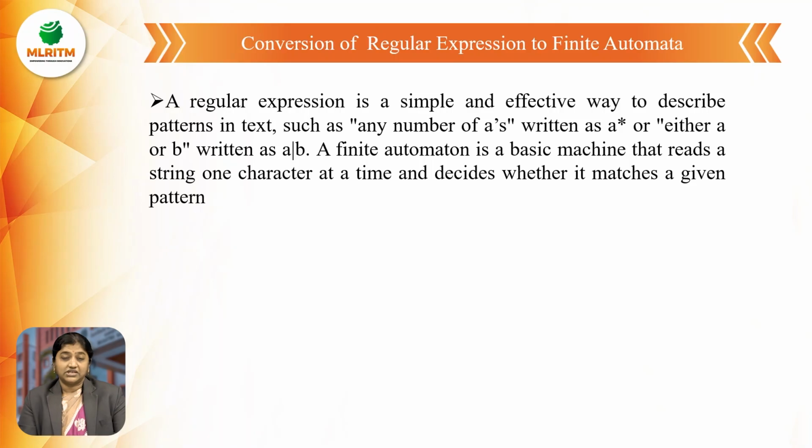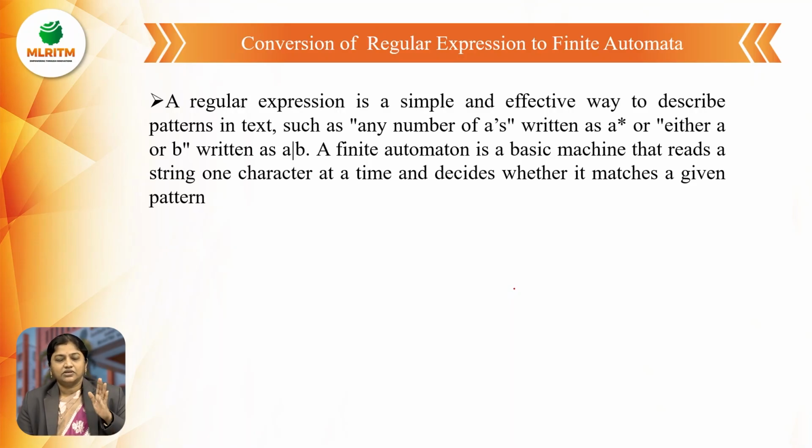So first let us see what a regular expression is. A regular expression is a simple and effective way to describe a pattern in a text, such as any number of a's written as a star. A star indicates what? In the previous class itself, I have said star indicates zero or more occurrences. So a star means it may be 0 a's, 1 a, 2 a's, 3 a's, n number of a's. Either a or b is written as a or b. A finite automaton is a basic machine that reads a string one character at a time and decides whether it matches a given pattern or not.